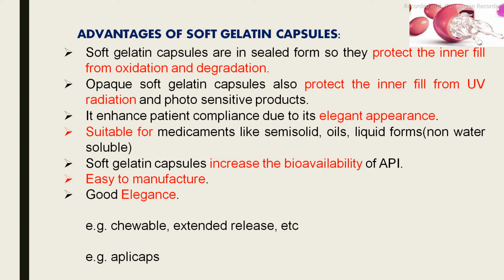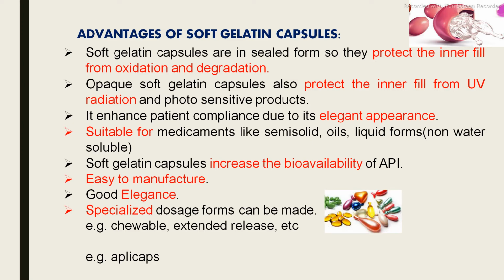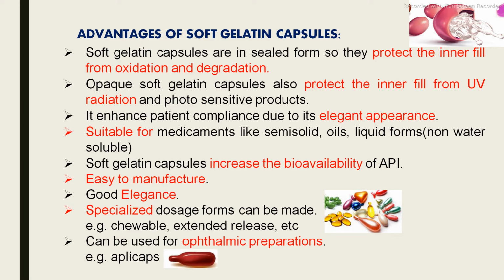They are easy to manufacture, they have very good emulsions, and specialized dosage forms can be made, like chewable, extended release, etc. Here in this image, you can see different types of chewable and extended release soft gelatin capsules, and they can also be used for ophthalmic preparations, that is called applicaps. Here in this image, you can see the example of ophthalmic preparations, that is the tube form of soft gelatin capsules.